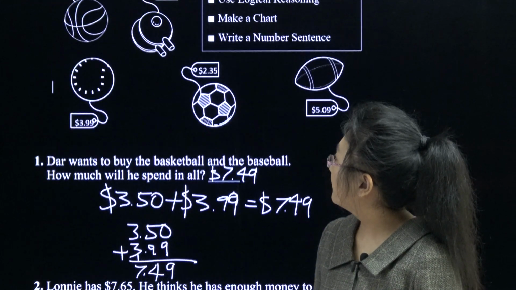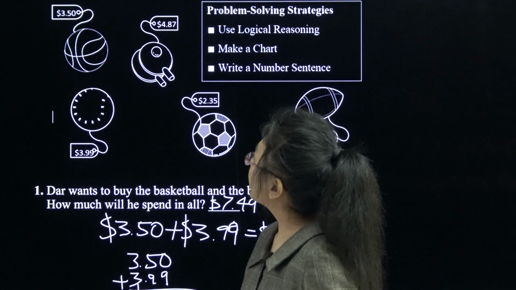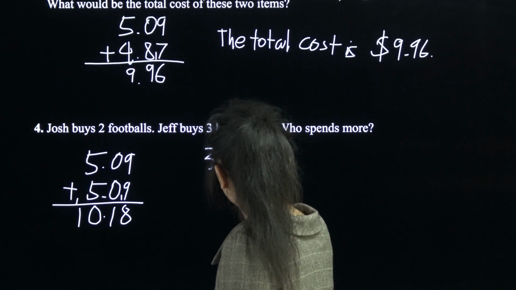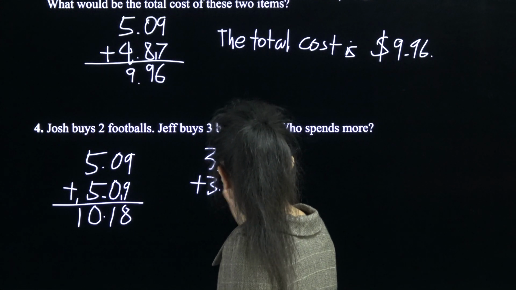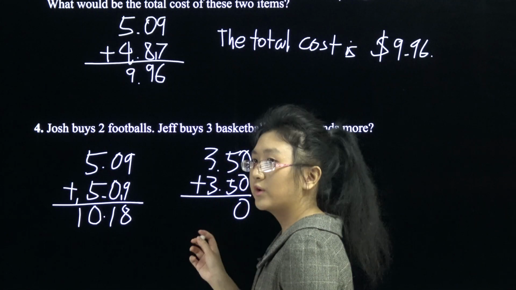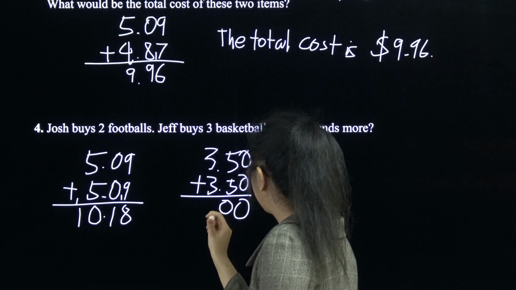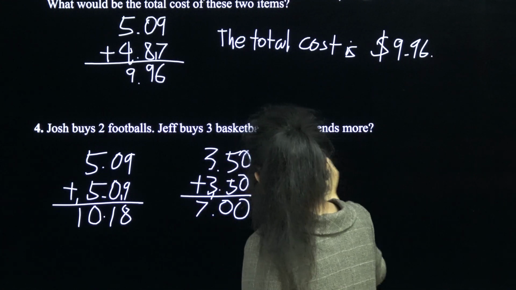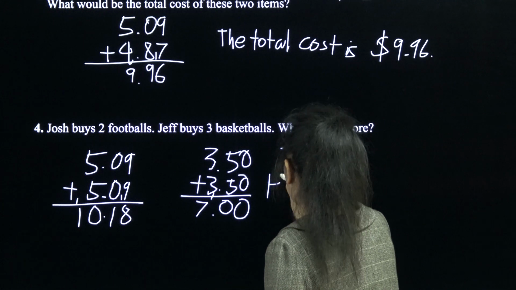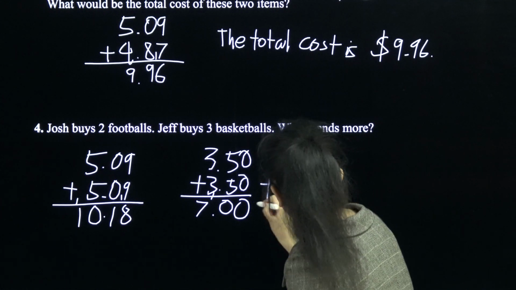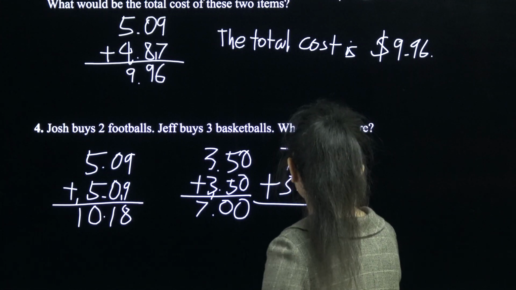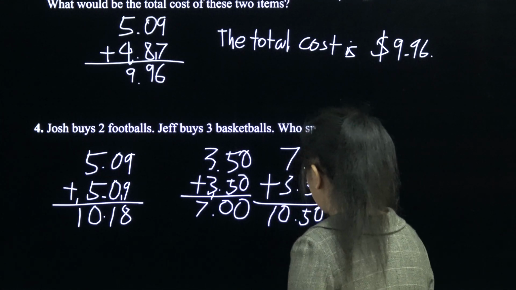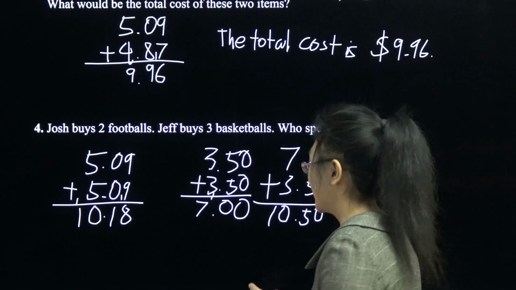Now, what's the cost of a basketball again? $3.50. All right. 3 basketballs. $3.50 plus $3.50 is equal to, well, 0 plus 0 equals 0. 5 plus 5 equals 10. And then we regroup, and then that would be 3 plus 3 plus 1 equals 7. Then it's 7 plus another $3.50, because, well, he buys 3 of them. That is $10.50. So is $10.50 bigger than $10.18?